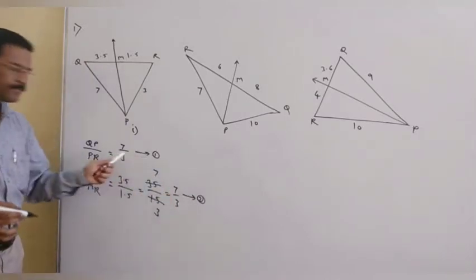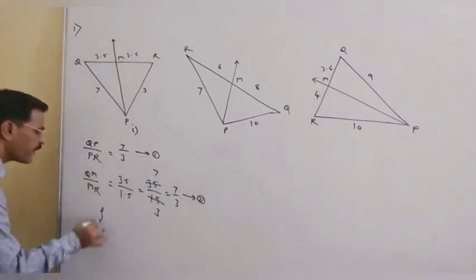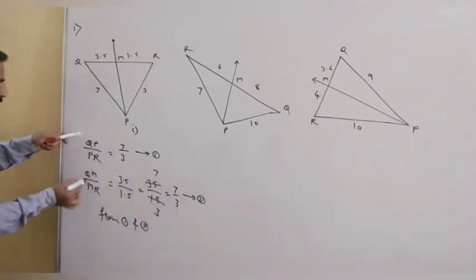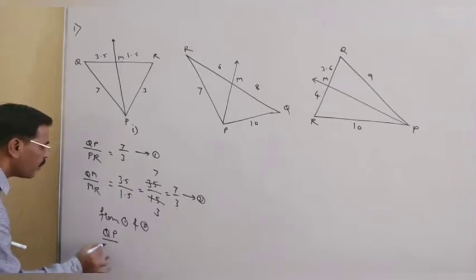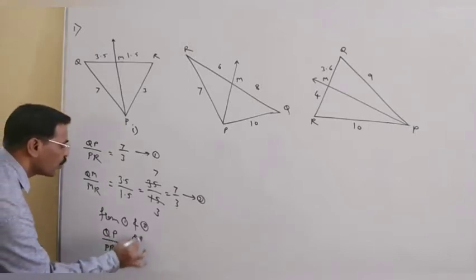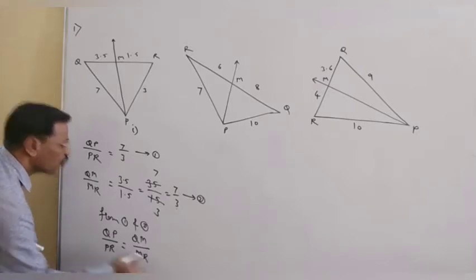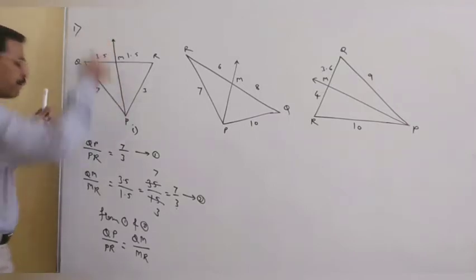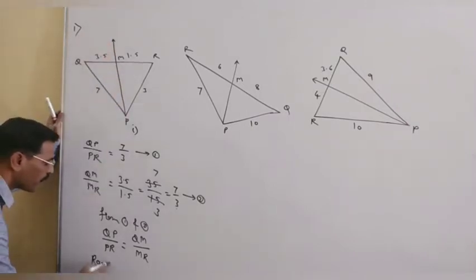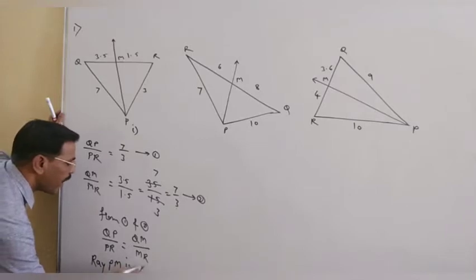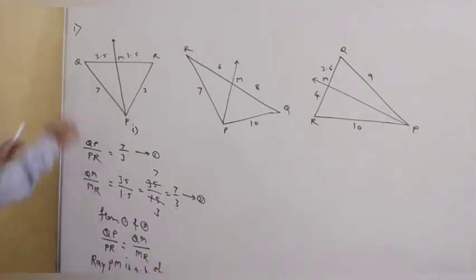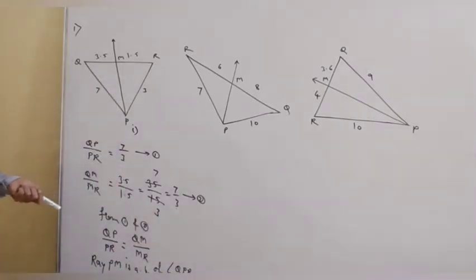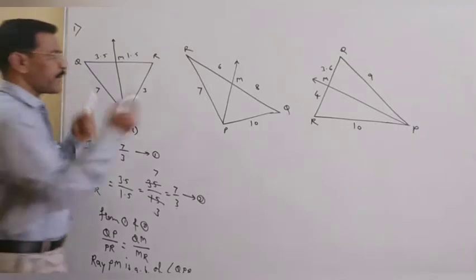Are 1 and 2 the same? Yes. Therefore from 1 and 2, these two are the same, so we can write QP upon PR is equal to QM upon MR, both these are the same. And when these two are the same, then we can say this ray PM is the angle bisector of angle QPR. Understand? Yes? Very similar. In that example also, I write down directly here.